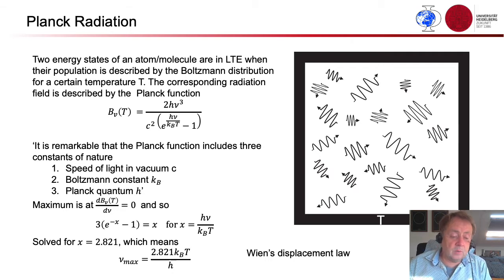And this equation you can solve, and you find that x is equal to 2.821, whatever this number actually means, and that gives us that the frequency for which our Planck function has its maximum is this constant 2.821 times Boltzmann constant times temperature divided by Planck constant. It means that the maximum changes with temperature. The higher the temperature, the higher the frequency where that maximum occurs. And this is called Wien's displacement law.